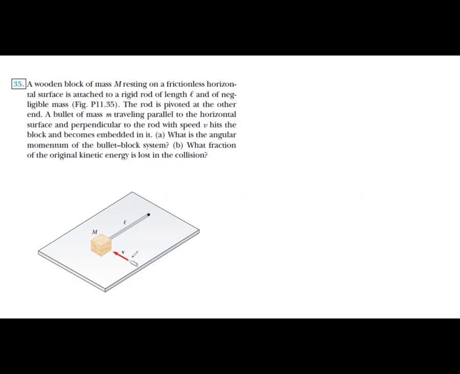A bullet of mass m traveling parallel to the horizontal surface and perpendicular to the rod with a speed v hits the block and becomes embedded in it. After the collision, the bullet will stay inside the wooden block. It means we have a perfectly inelastic collision.